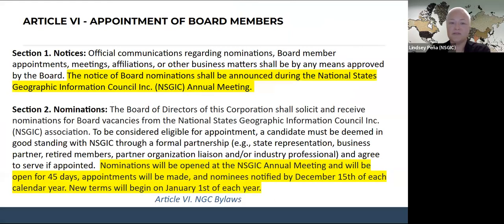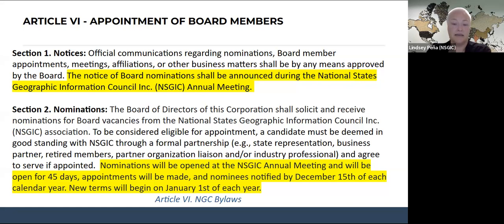As far as appointments of board members, we are currently in the process of accepting nominations for new board members, and hopefully some of you have seen those e-blasts going out. If not, this is your notice that we are now seeking additional board members. So every year, and again, this is just in our bylaws, which are pending to be approved soon, what we have written is that NGC's board nominations will be announced during the annual meeting of NSGIC. And then nominations are going to be opened for 45 days.